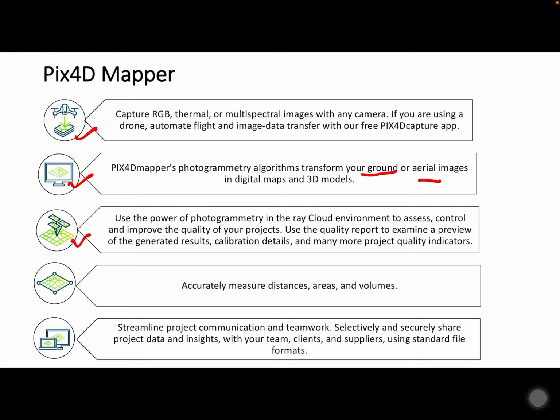You can use the power of photogrammetry in the ray cloud environment to assess, control and improve the quality of your project. Use the quality report to examine a preview of the generated result, calibration details, and more project quality indicators. So you can accurately measure distances, areas and volumes, and streamline project communication and teamwork. Selectively and securely share the project data and insight with your team, clients and suppliers, using standard file formats.